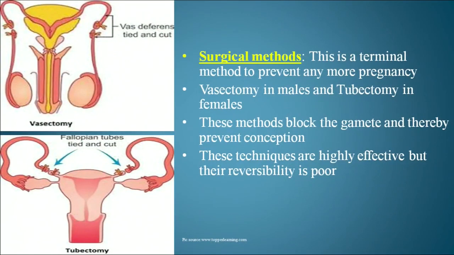Now comes the surgical method. This is a terminal method to prevent any more pregnancy. First of all, vasectomy, which is performed in males, and tubectomy, which is performed in females. In vasectomy, the vas deferens is cut and tied through a suture, and in tubectomy, the fallopian tube is cut and tied through a suture. These methods block gamete transport and thereby prevent conception. These techniques are highly effective but their reversibility is poor.